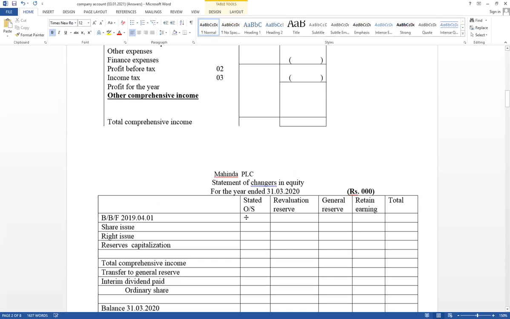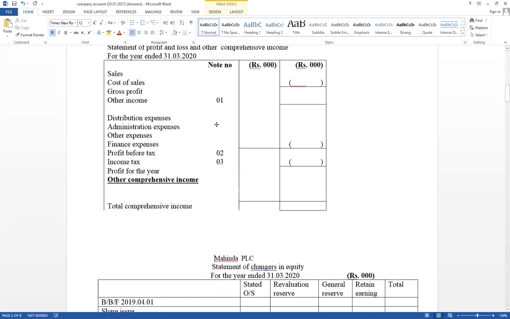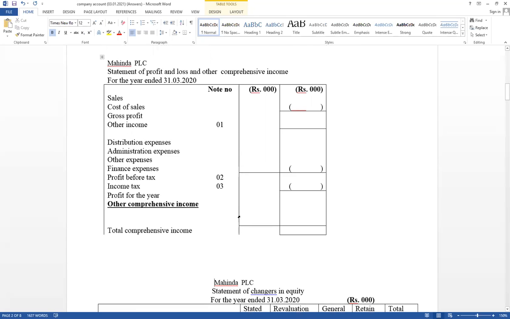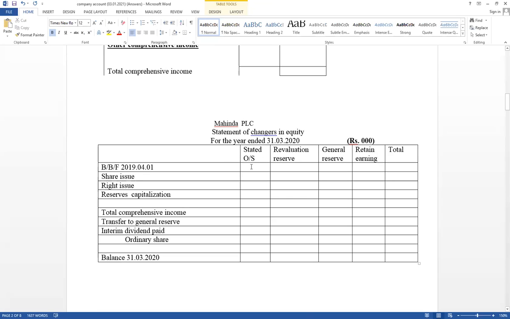From the beginning, take the opening balances. It has available in the trial balance. You have to prepare a format like this: income statement as well as statement of change in equity. After that, take the opening balances: ordinary shares, revaluation reserves, general reserves, retained earnings. It has available in the trial balance. Right, take the balances. First April 2014 means opening balance. It has available in the trial balance.